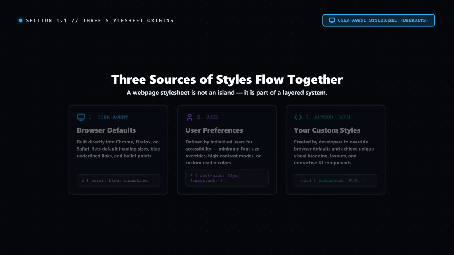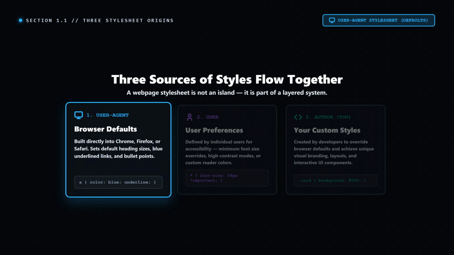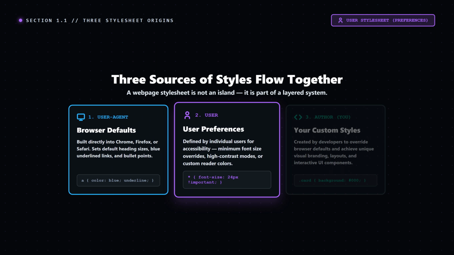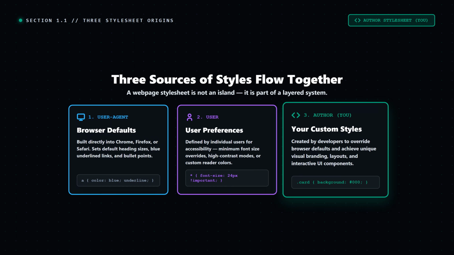Every web page you visit is styled by not one, but potentially 3 separate style sheets. The first is the user agent style sheet, which is built into the browser itself. This is why, without any CSS of your own, headings look bigger than paragraphs, links are blue and underlined, and lists have bullet points. The second is the user style sheet, which is less common but still exists. It allows a user to define their own personal styles, such as a minimum font size or high contrast colors, often for accessibility reasons. The third is the author style sheet, that's you.